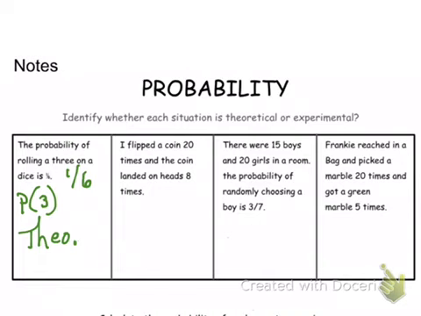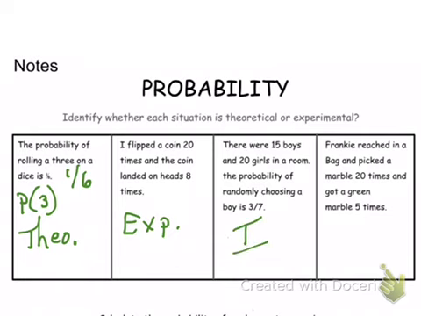Okay, second one. I flipped a coin 20 times. Well, I actually flipped the coin according to this, so this is experimental. Remember, if you're actually doing the experiment, that's experimental. There were 15 boys and 20 girls in a room. The probability of randomly choosing a boy is 3 out of 7. Did I actually go in and choose any people out of the room? No, this is just theoretical.